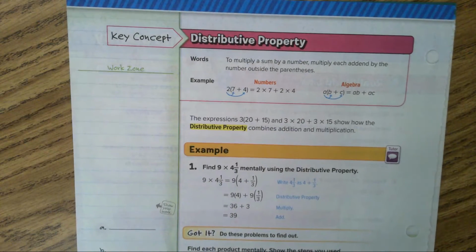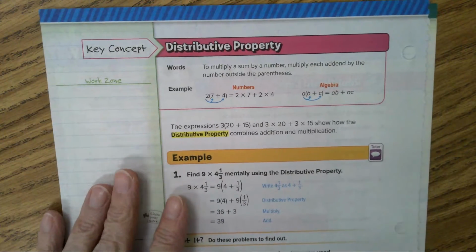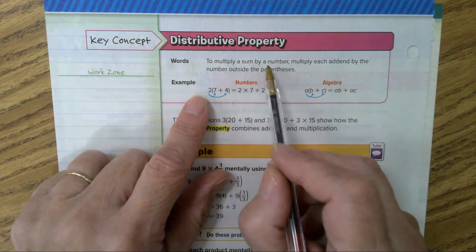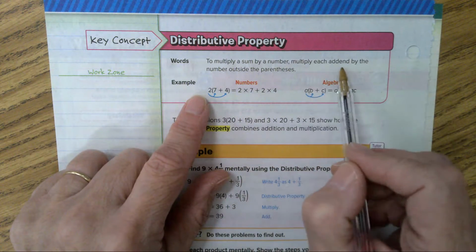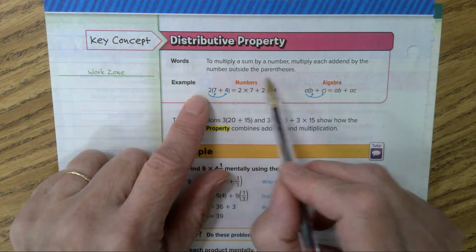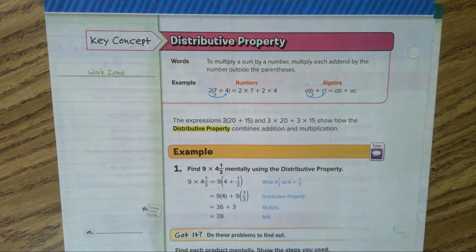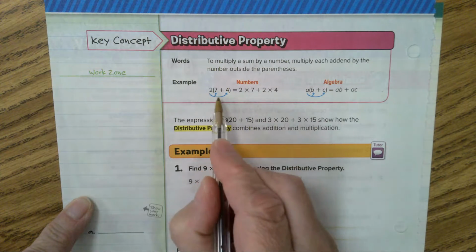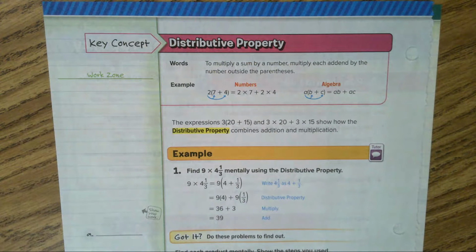Okay, this is what the distributive property states. To multiply a sum by a number, multiply each addend by the number outside the parentheses. All right, kids, my terminology for the distributive property is the grandma property, because I'm a grandma. In this problem, this is the grandma. The grandma's outside the parentheses.